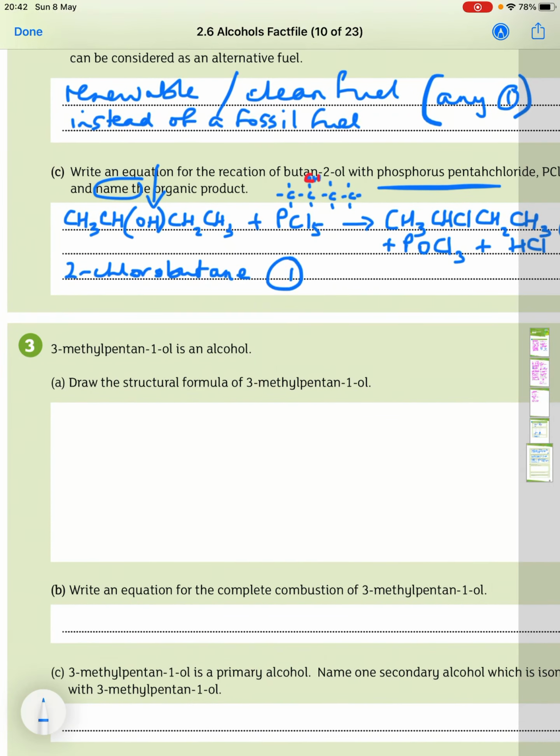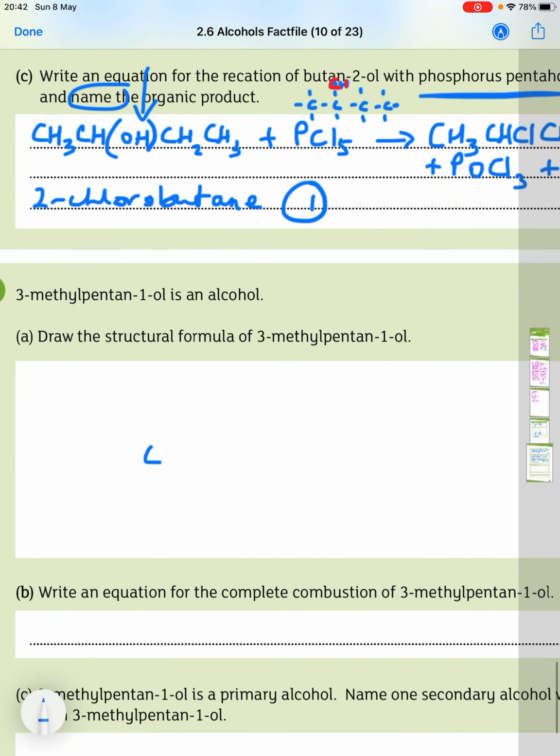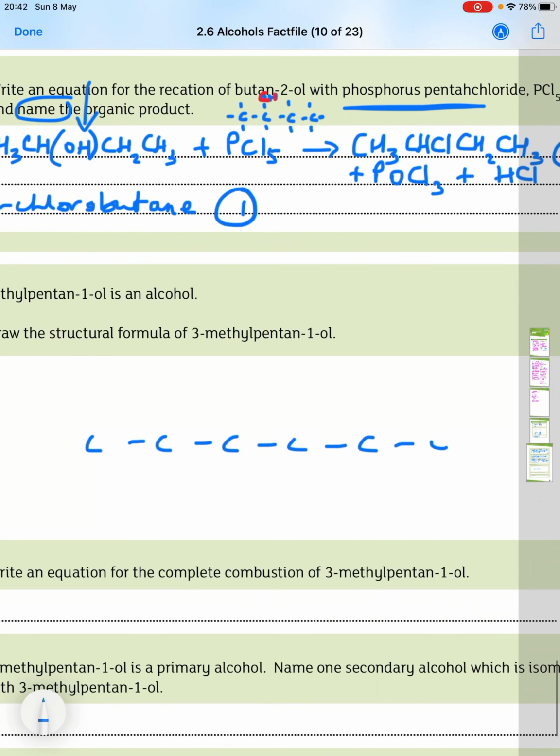So number 3, 3-methylpentane 1-ol is an alcohol. Draw the structural formula of 3-methylpentane 1-ol. Nice. So pentane. So we've got 5 carbons: 1, 2, 3, 4, 5. 1-ol. Typically we draw it at this end, so the OH goes there. And then methyl group on the third one, so it's pentane 1-ol. So 1, 2, 3, that's where my methyl group's going to go, so CH3 there.